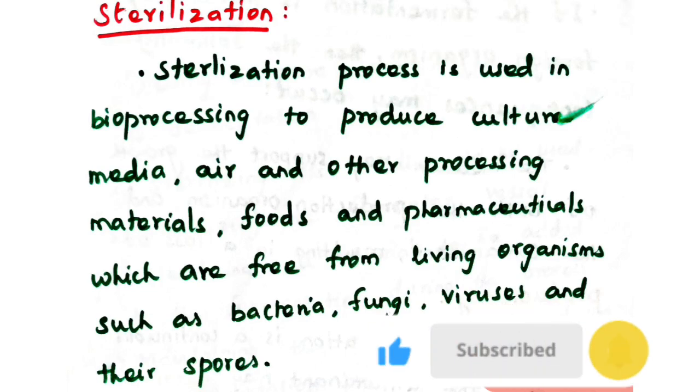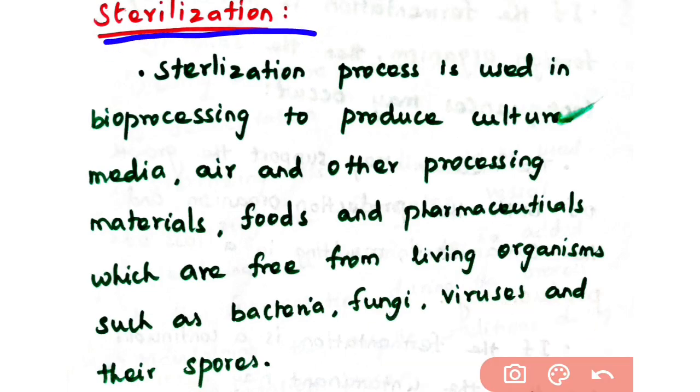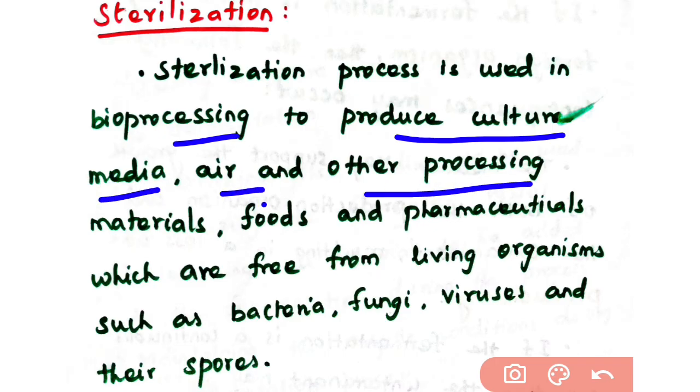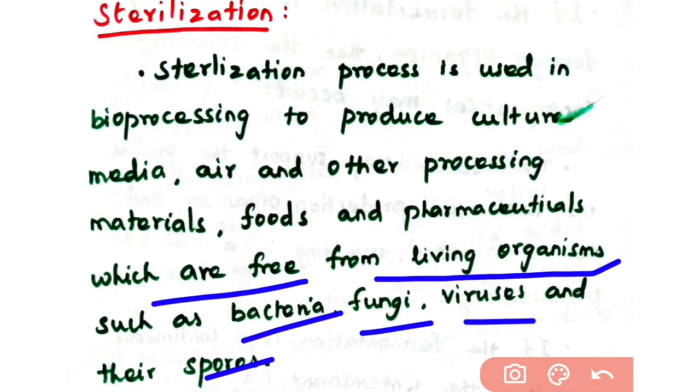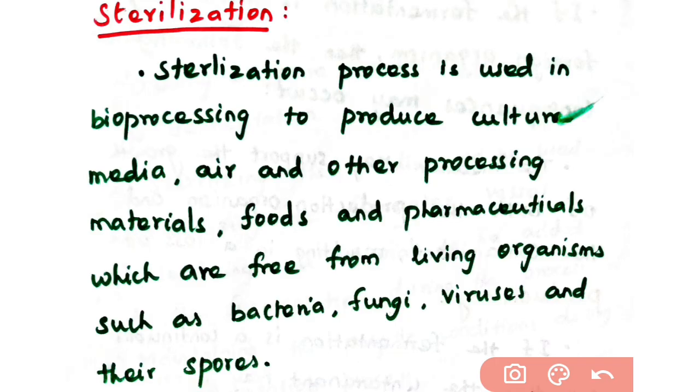This video covers what the sterilization process is and the methods of sterilization in bioprocessing. Sterilization is used in bioprocessing to produce culture media, air and other processing materials, foods and pharmaceuticals which should be free from living organisms such as bacteria, fungi, viruses and their spores. So the sterilization process is used to kill all the foreign microorganisms which invade your fermentation process.